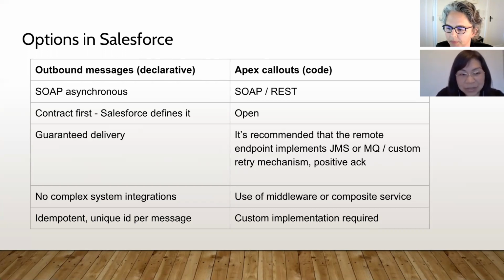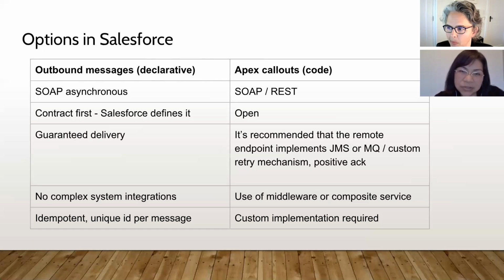But another characteristic is that with outbound messages, we cannot support complex system integrations. And also, outbound messages send a unique ID per message to the remote system. So the remote system can identify the message and can, for example, retry or request more information about that message from Salesforce later.